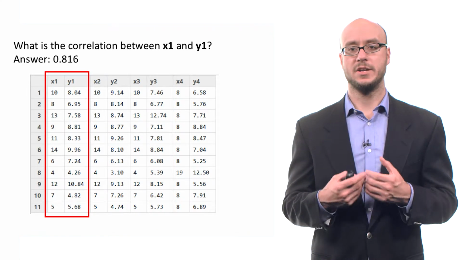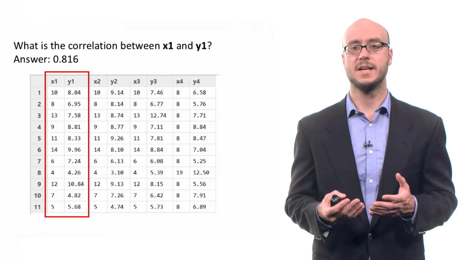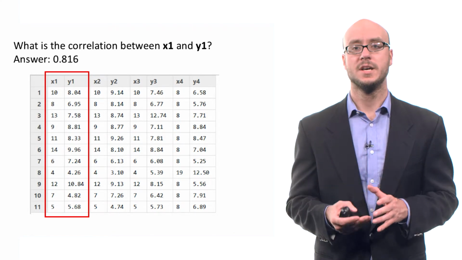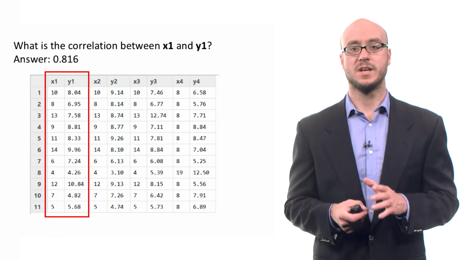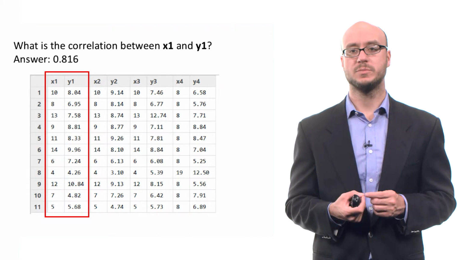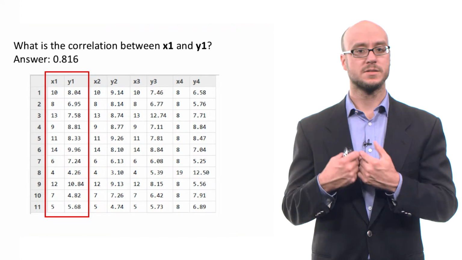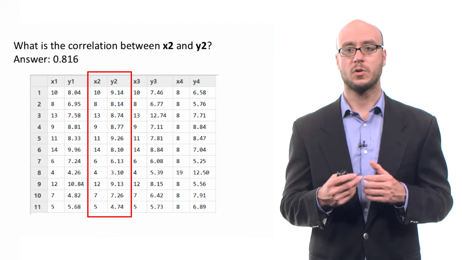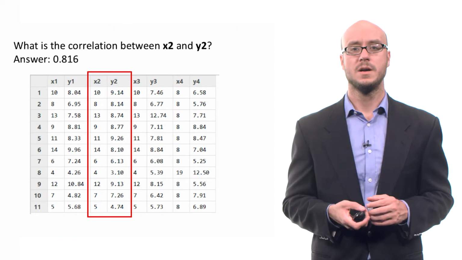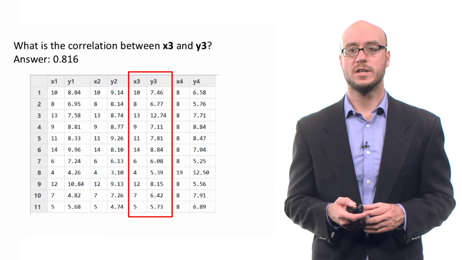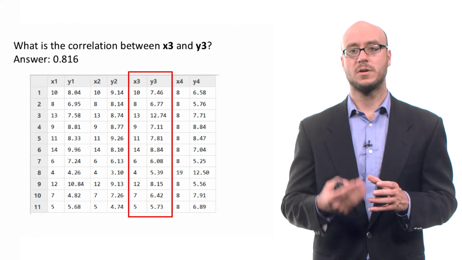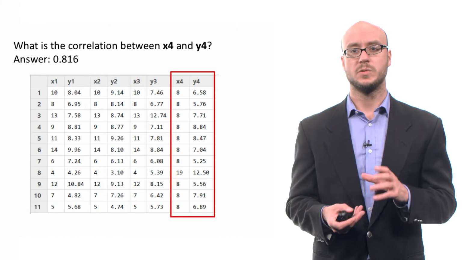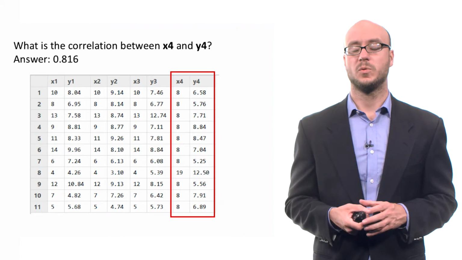Here's his data set. You can think of this data frame as partitioned into 4 subsets, 4 quartets. The first set of data just consists of x1 and y1. The correlation between these 2 numerical variables is 0.816. If we look at x2 and y2, the correlation is also 0.816. The correlation between x3 and y3, these 2 columns, again is 0.816. And then the correlation between x4 and y4, again, is 0.816.